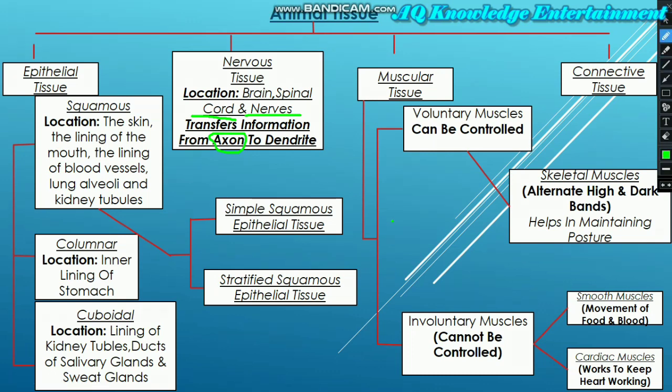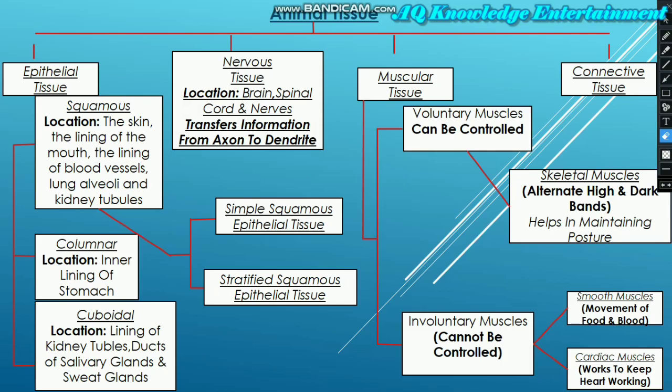It is very important because many of us think that dendrite to axon or axon to dendrite is the same. No, put that thought in your mind that it transfers information only from the axon to the dendrite. Make sure you remember this point. That was only about the nervous tissue.